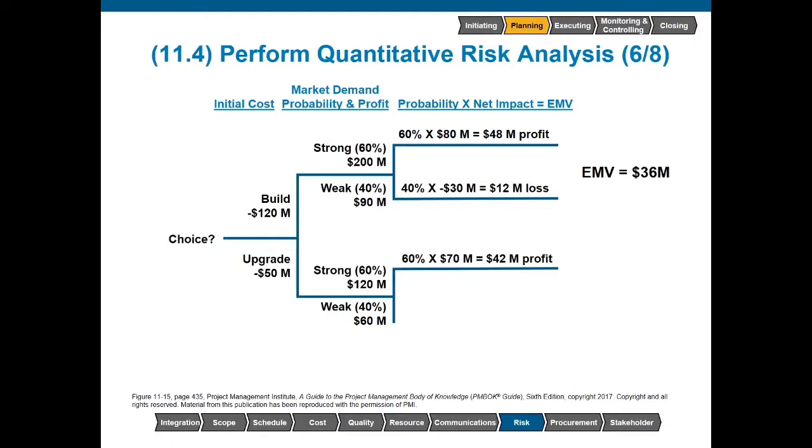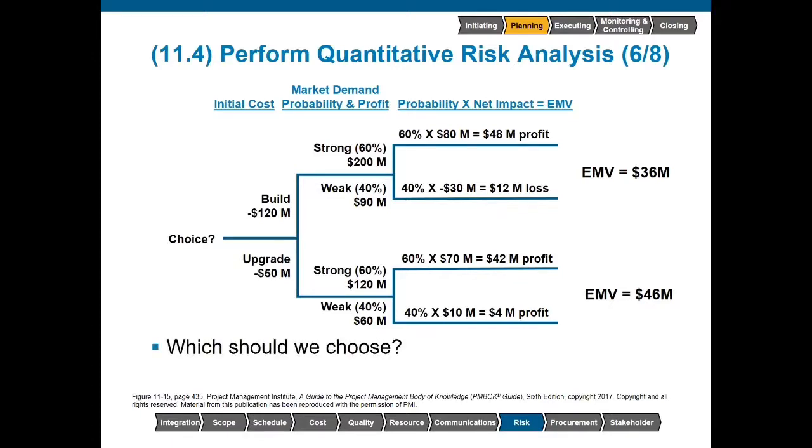There's a 40% chance of a weak market, which would mean a $60 million sale. We still have to subtract our $50 million initial investment, which means an overall profit of $10 million. So 40% of $10 million is a $4 million profit. Adding together the two possibilities here, the expected monetary value of this branch of the decision tree is $46 million.